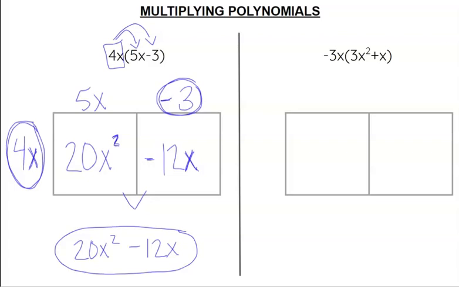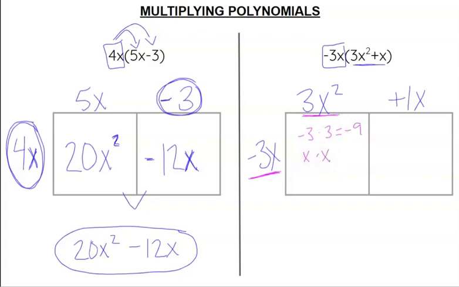So let's try another example. We have negative 3x, which is going to be our number on the outside. And then we have our two values on the inside, 3x squared, and then positive x, or positive 1x. I'm going to put a 1 in front of that so we remember that there's that one value. All right, so we'll start with doing negative 3x times 3x squared. So first we'll do the numbers. We can do negative 3 times 3, which is negative 9. And then we need to do x times x squared.